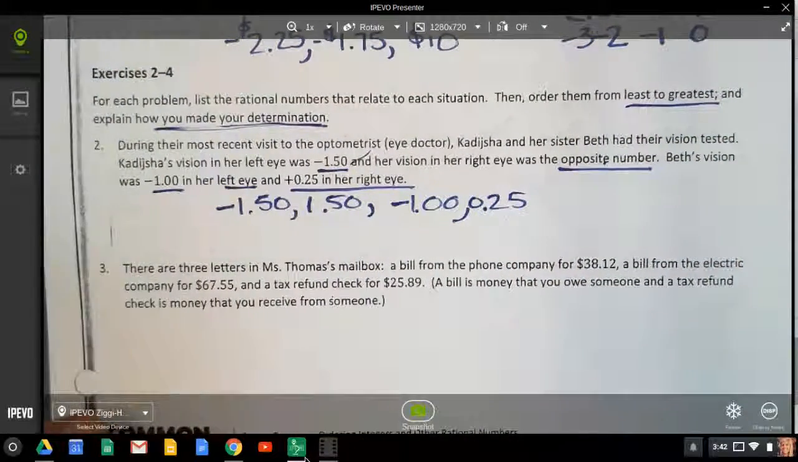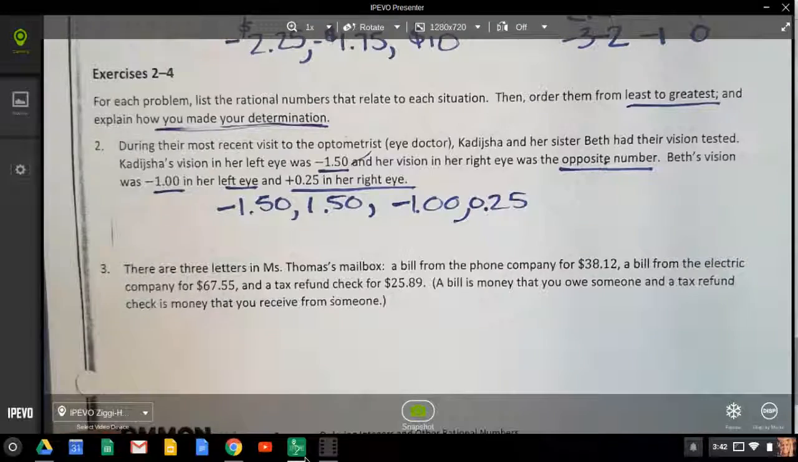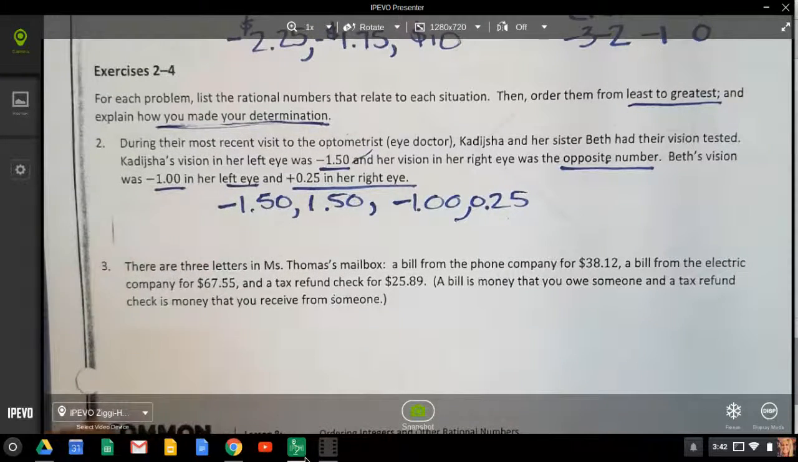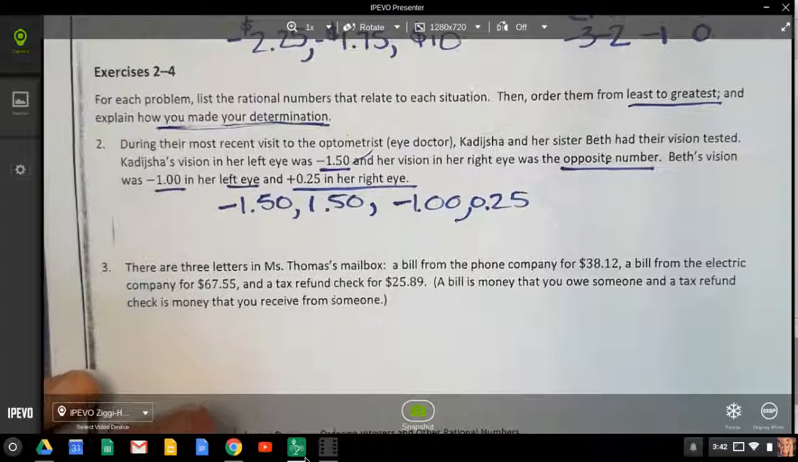Okay, so now we want to place those in order from least to greatest. So I'm going to let you try this. Remember, you want to start with your lowest negatives and work your way up to the positives. So go ahead, pause the video. If you need to draw yourself a number line, feel free. Otherwise, pause the video and put these in order from least to greatest.